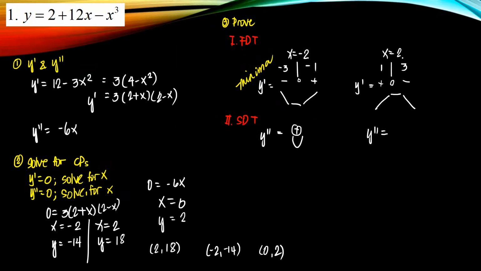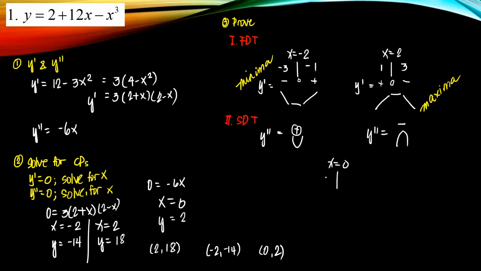Let's go to this. Y double prime of number 2. 2 plus, -6 times 2 is -12. So that means it's negative, or basically frowning. Since it's frowning, it is a maxima. That means we were able to evaluate the 2. Let's evaluate the last one.